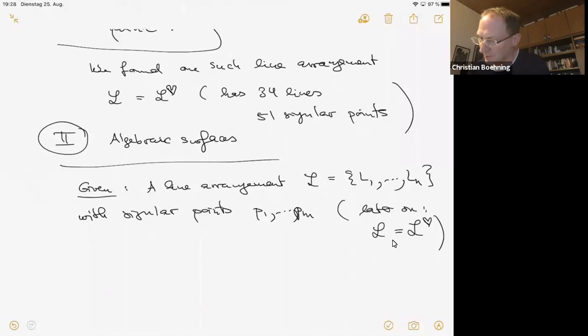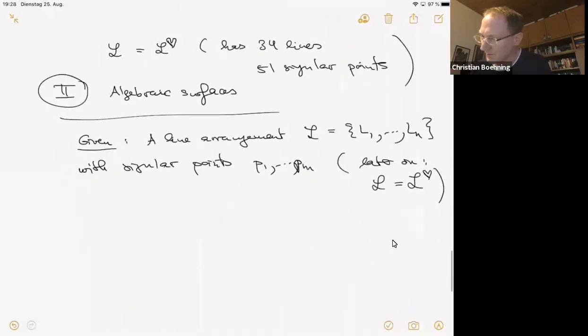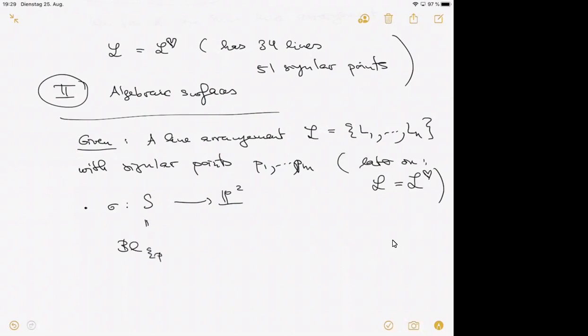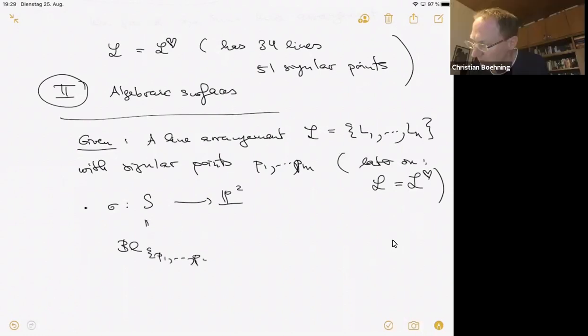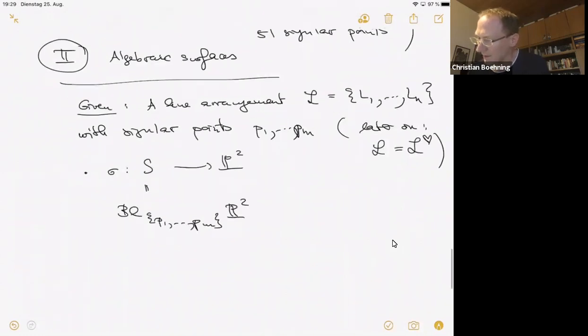But then the general construction of a surface starting from this arrangement is as follows. So what do you do? I mean, this is a well-known construction, actually. You blow up the singular points of the arrangement. So this is the blow up of P2 at the singular points of the arrangement. It gives you the surface S.